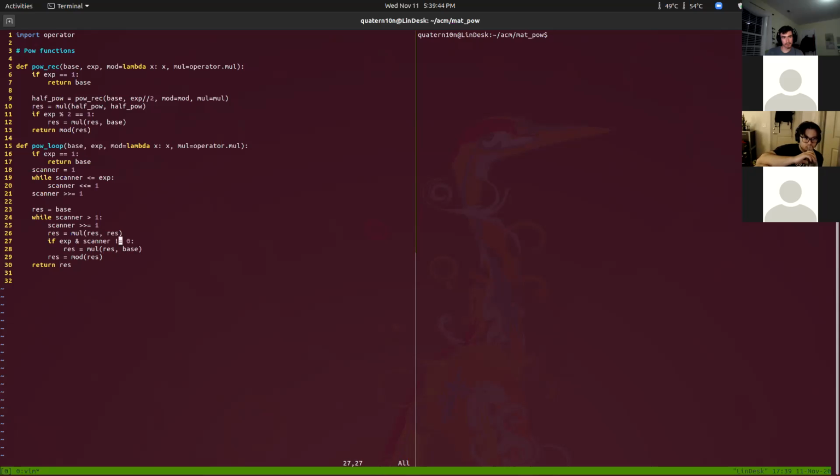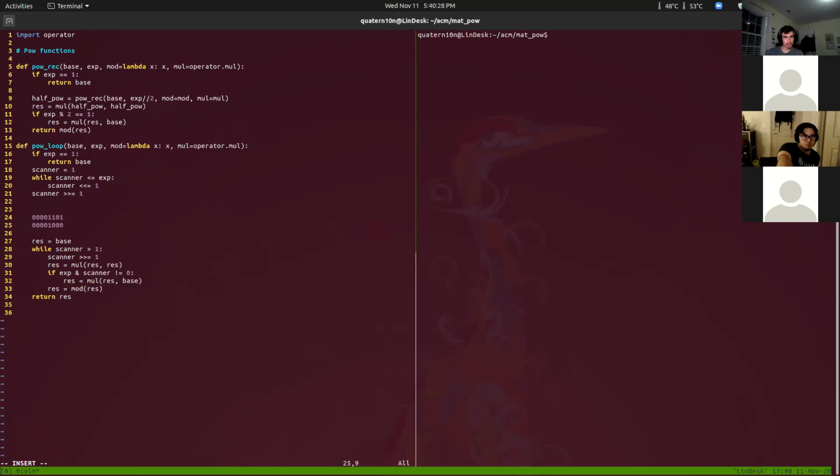And so what I've done here is implemented the exact same algorithm, except now I'm reading the underlying binary of the exponent, because really that's all I need to do. So if the exponent is 1, I just return the base, because that's just easier to handle. Otherwise, I make a scanner here. So if you look at the binary number, let's say it's 13, I'll write it as 8 bits. The scanner is going to start at 1, and then shift over, and shift over, and shift over until it's bigger than 13, and then it'll just shift back 1.